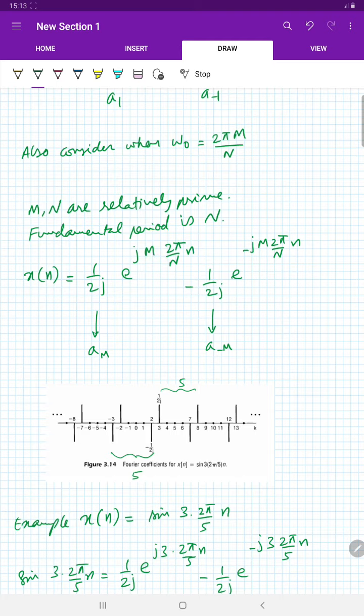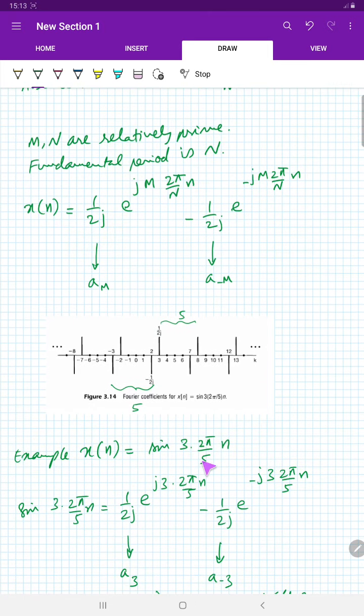So that is what is shown here for sine of 3 times 2 pi by 5 n. Okay, so here 3 and 5 are relatively prime. The omega naught is equal to 2 pi into 3 by 5. So here also the period is going to be 5. You can refer to chapter 1 if you want to brush that up. The period is going to be 5.